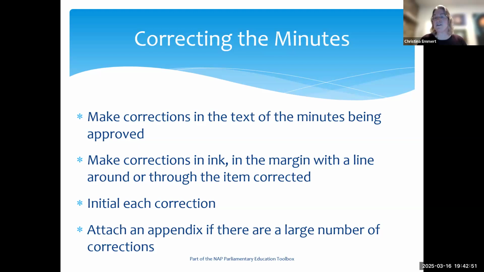Once everything's corrected, the secretary can clean them up and make them neat and readable. Then when you send them out, they would have the secretary's initials and the date approved at the bottom. At that point, members know those are the official records of the organization as they were approved at the meeting.